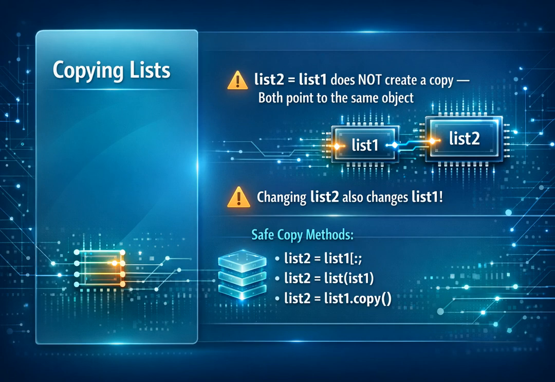Copying a list requires care. Writing list2 = list1 does not create an independent copy. Both variables point to the same list in memory. Modifying list2 also modifies list1. To create a true separate copy, use slicing, the list function, or the copy method.